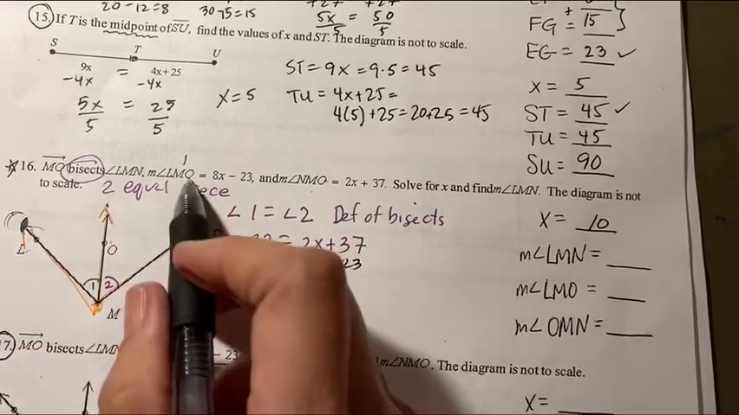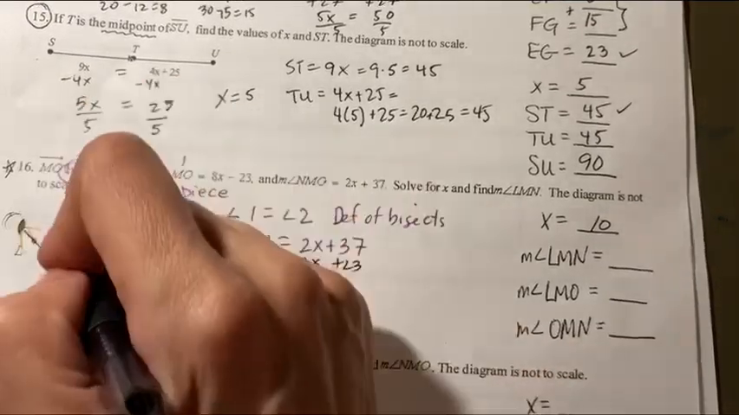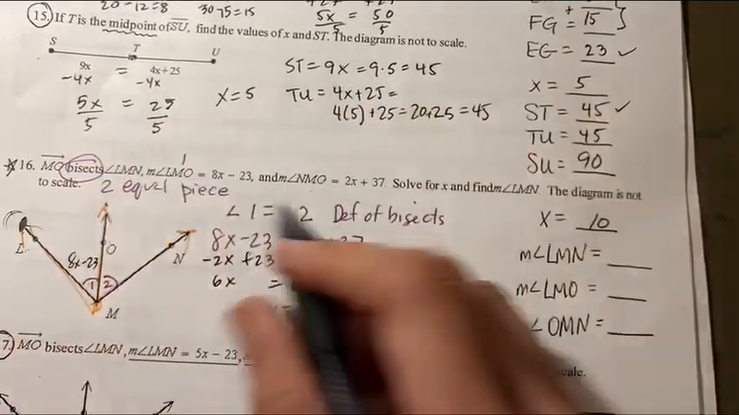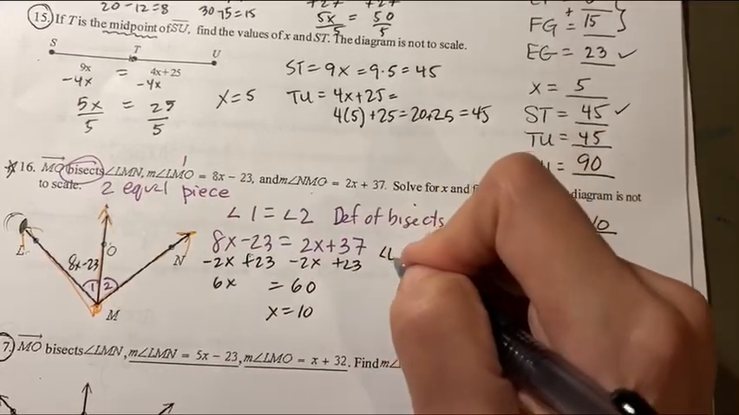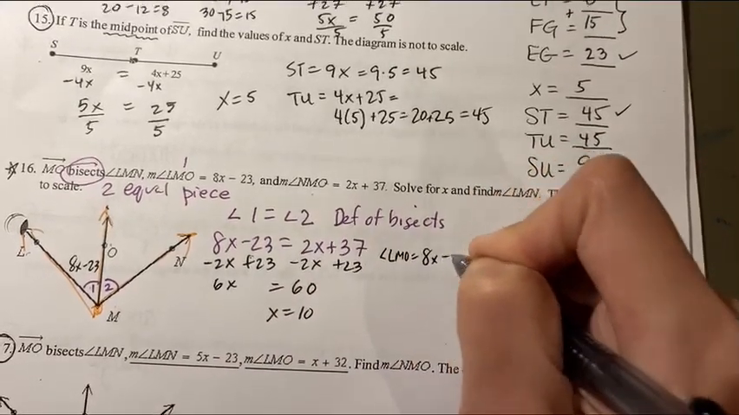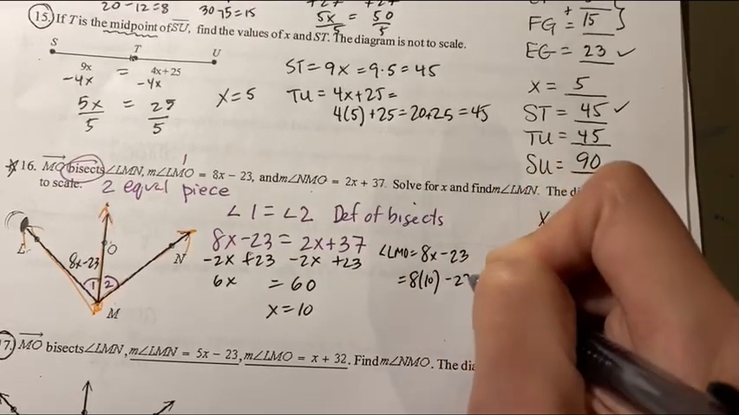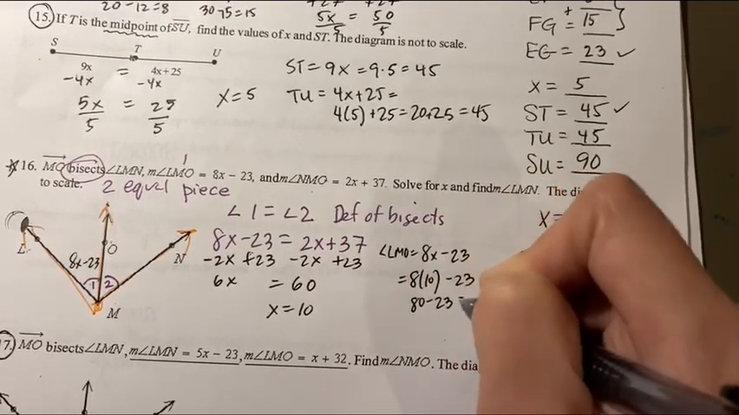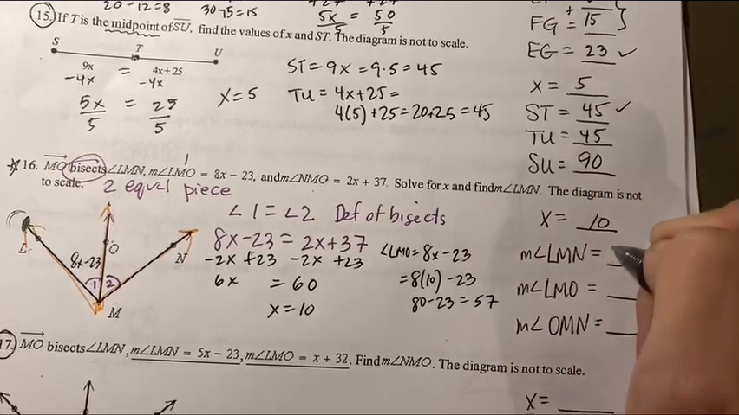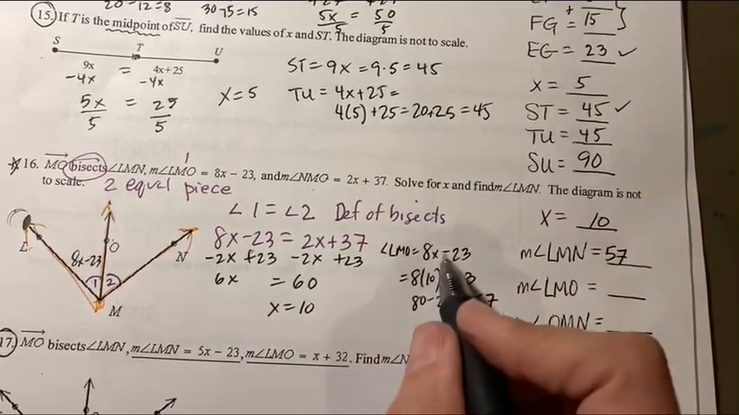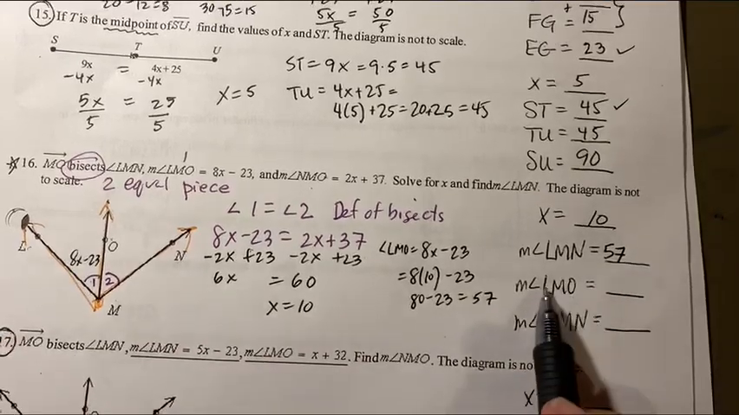Now let's solve for these angles. So this angle here is 8x minus 23. Let's solve for that. So this first angle, 8x minus 23, well, x is 10. So 80 minus 23 is 57. And we're hoping this other one is the same.